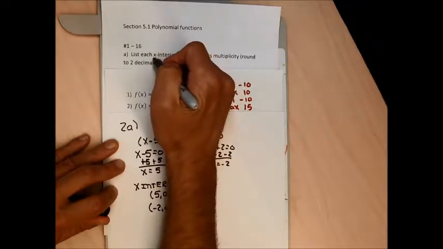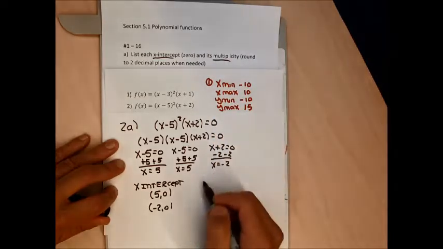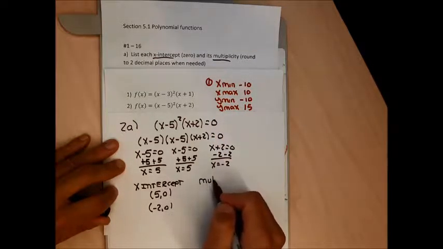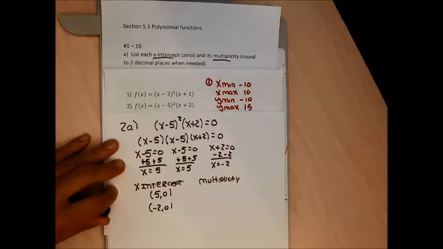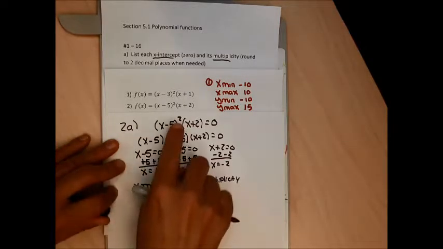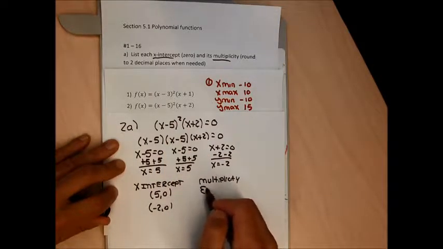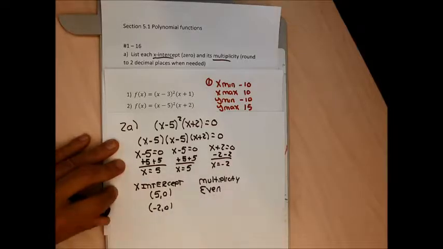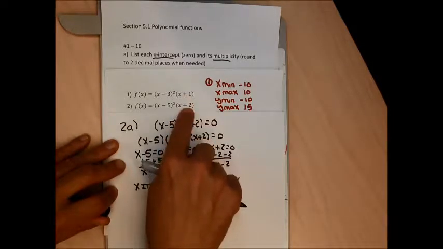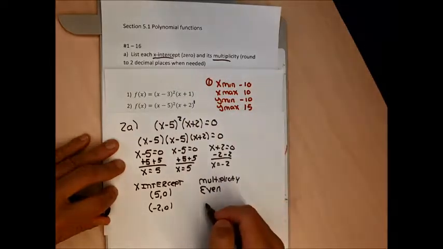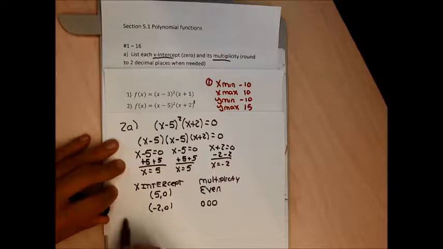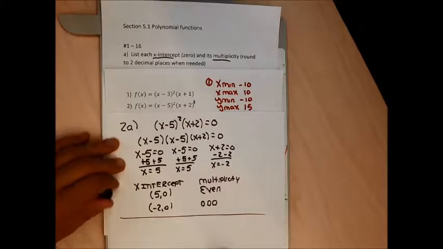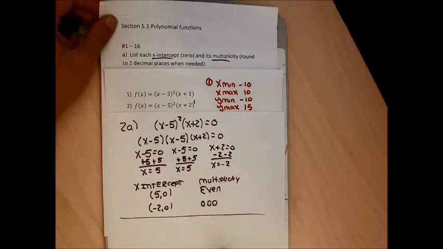So that's part of what it wants, but it also wants the multiplicity. And again, the multiplicity, that's part of the introduction to this section. The multiplicity is either going to be even or odd. The (x minus 5) squared, because it came from a factor that had an even exponent, will have even multiplicity. And the x plus 2, because its factor has an exponent of 1, we'll say it has an odd multiplicity. That's everything I need for 2a. I'll move on to 2b and see where it takes me.